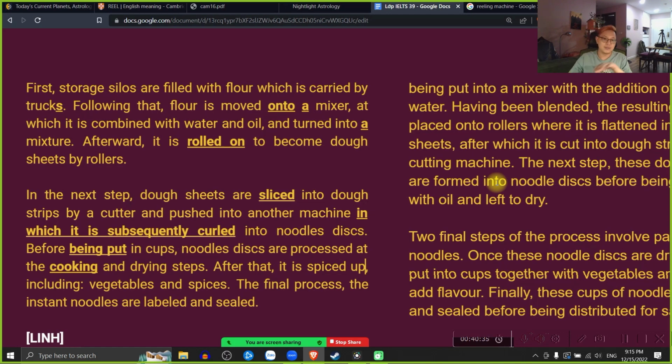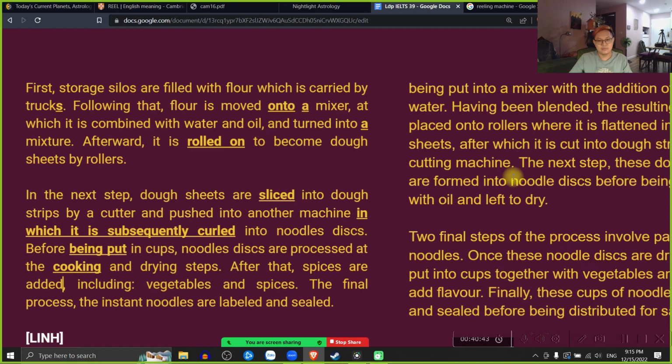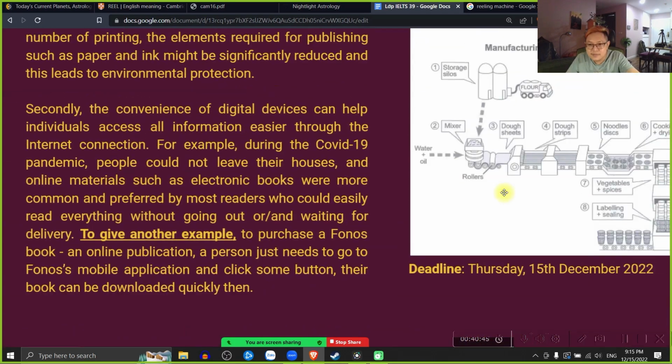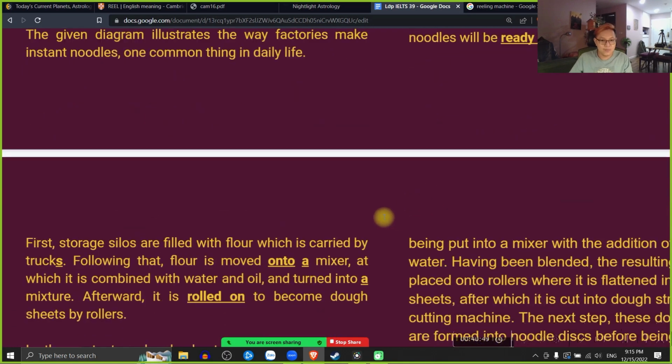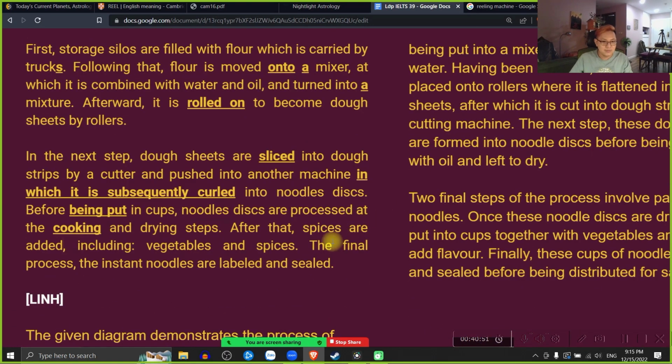Cho nên mới xài sai như vậy. After that, spices are added. Những cái hương liệu được thêm vào. Is it spices? Yeah, spices plural. And vegetable as well. Em quên ghi cái vegetable nữa. Phải dùng ở đâu đó thầy? Including, thầy. Including. Okay. After that, vegetable and spices, được rồi.